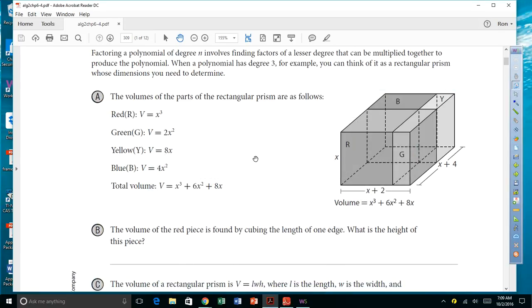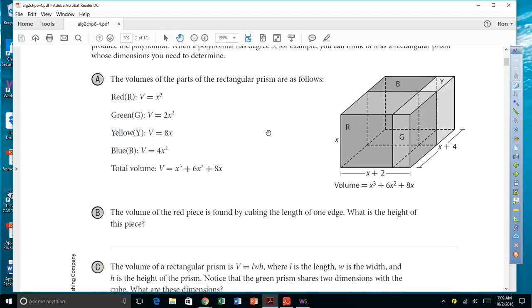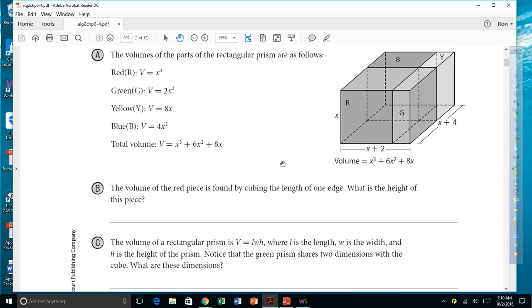The volumes of the parts of a rectangular prism are as follows. Red, the volume is x cubed. Green, the volume is 2x squared. Yellow, the volume is 8x. Blue, the volume is 4x squared. And the total volume is x cubed plus 6x squared plus 8x. So you got x here, and x there, and x back, and this right here is 2, and that part there is 4, and whatnot.